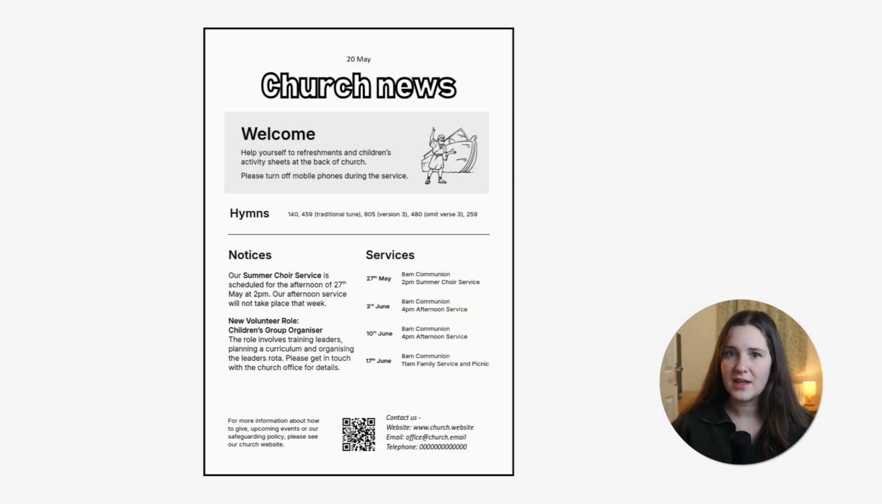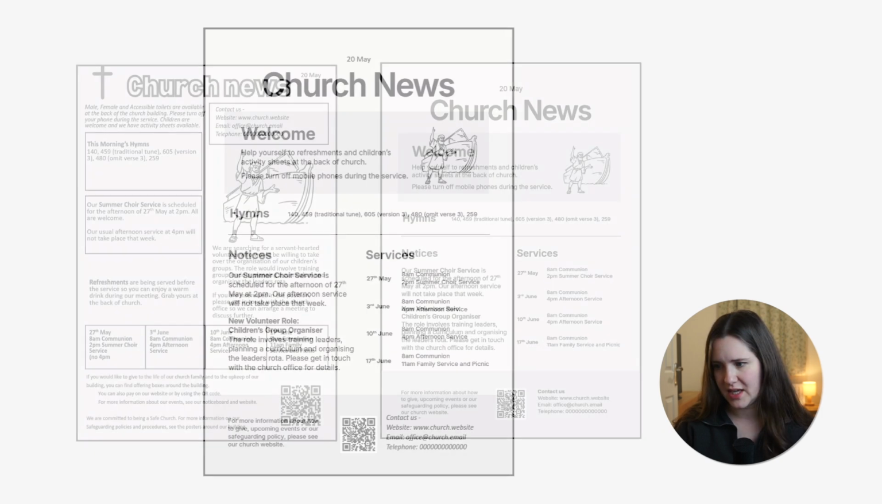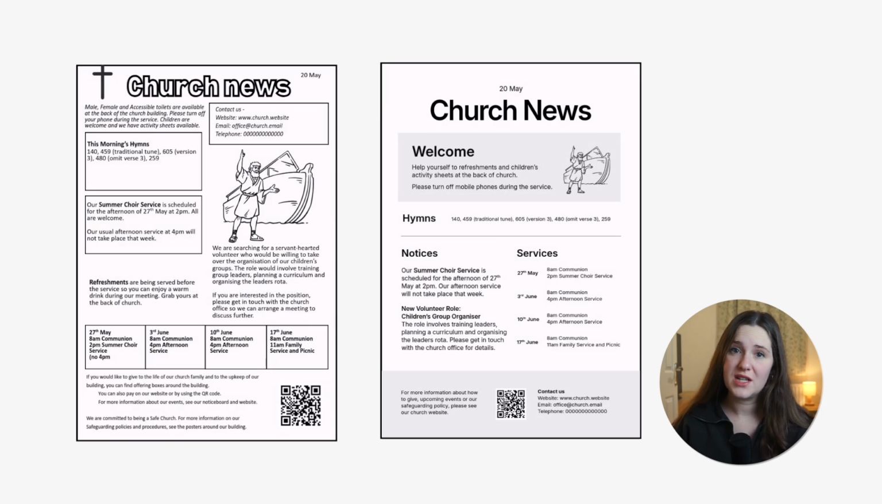We can then separate the contact information from the rest of the text by placing that in a box at the bottom. So now it feels really clearly organized and it's easy to navigate. And finally, the font that they've used for the title and the outline effect that they've used is really dated. So let's use the same font that we've used in the rest of the design. So by making a few simple changes, we've transformed this church's bulletin.